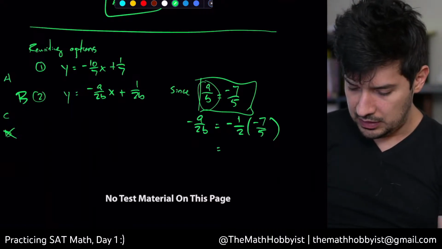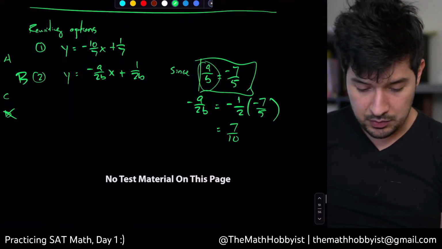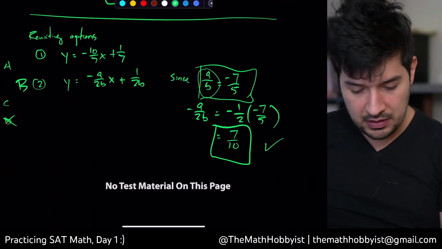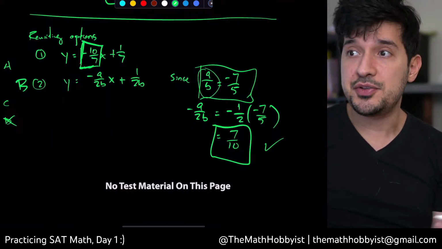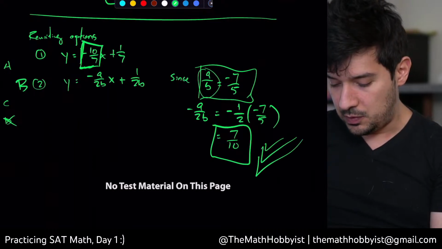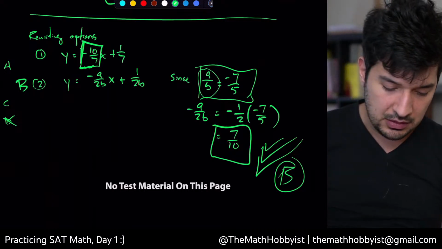So this equals 7/10, and we see that 7/10 is the negative reciprocal of the equation in question. So therefore, choice B is the answer.